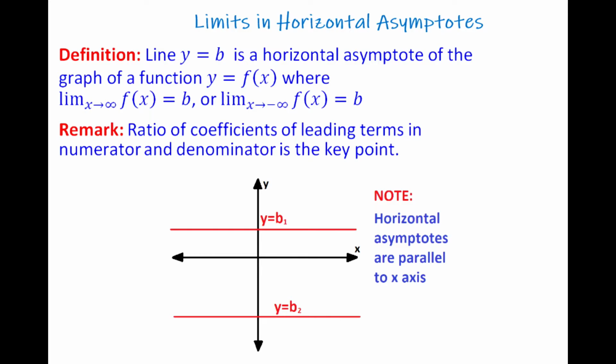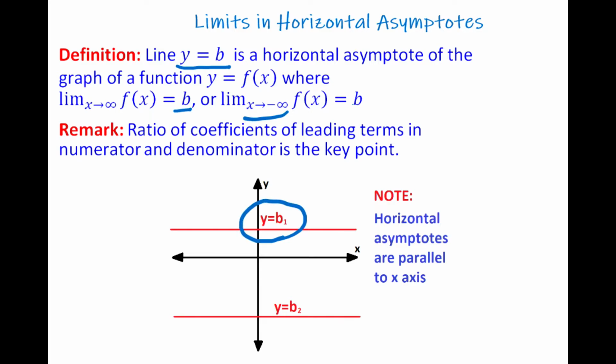And we have a definition, guys, and it says the line y equals b is a horizontal asymptote of the graph of the function y equals f of x, where the limit when x goes to infinity of f of x is b, or the limit when x goes to negative infinity of f of x is equal to b, guys. So as we see here, b is a line and we have a sample here.